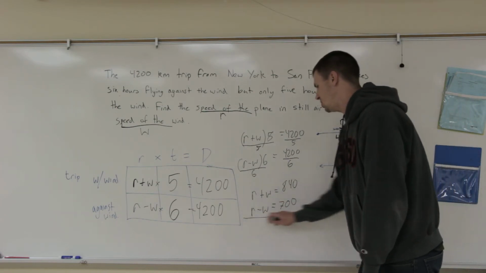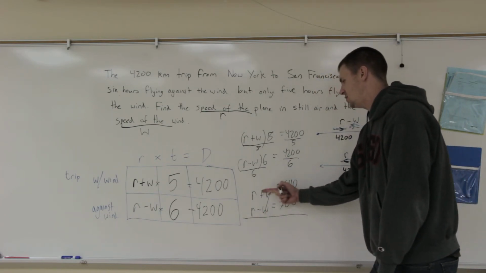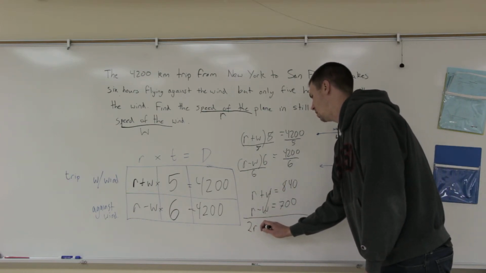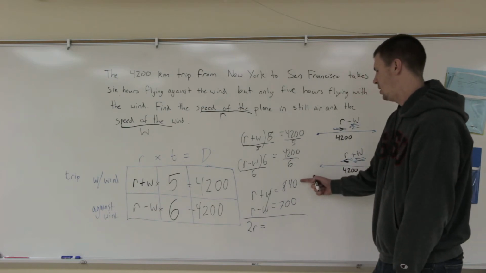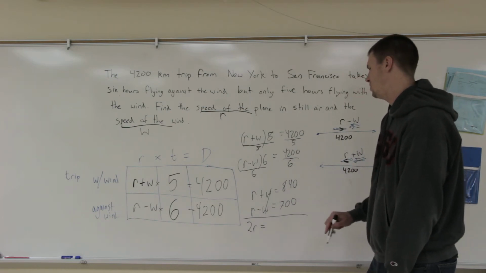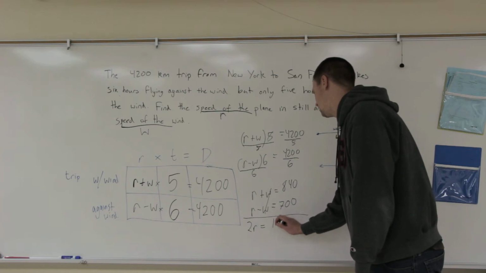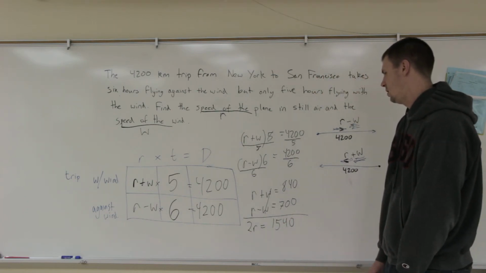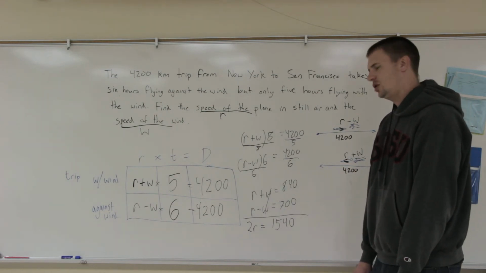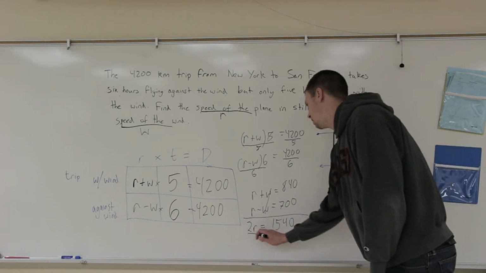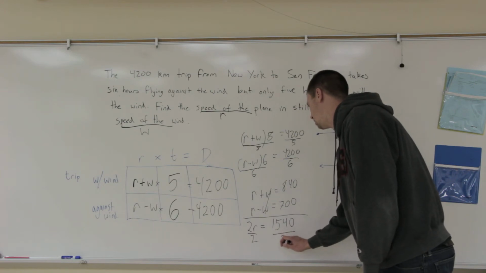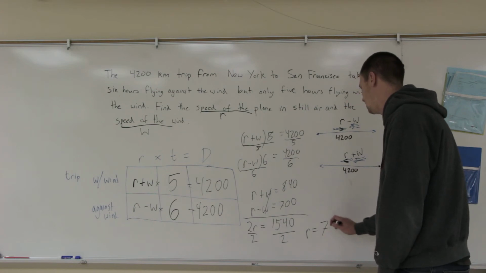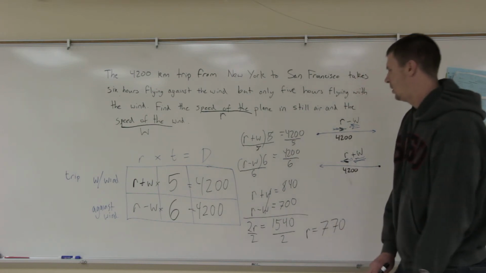I'm going to solve with elimination now. The w's will cancel out when I add these two equations together. We get 2r is equal to 840 plus 700, which makes 1,540. Divide that by 2, and you're going to get r is equal to 770.